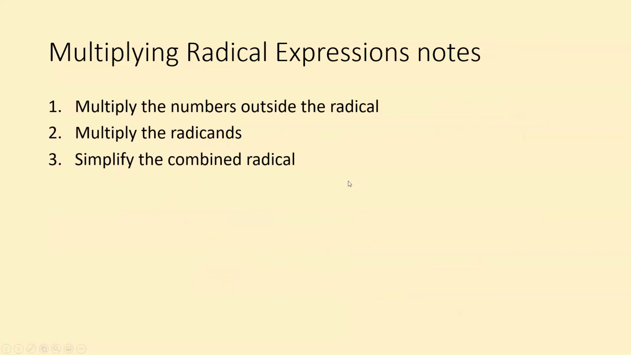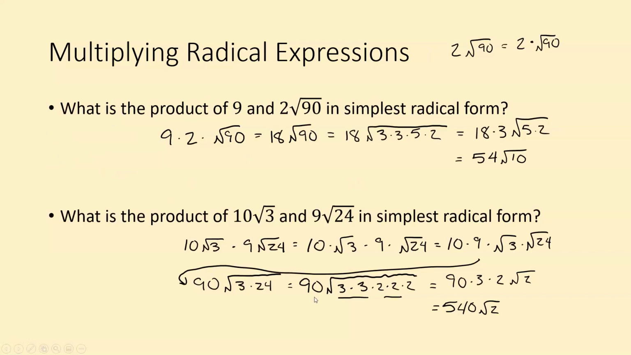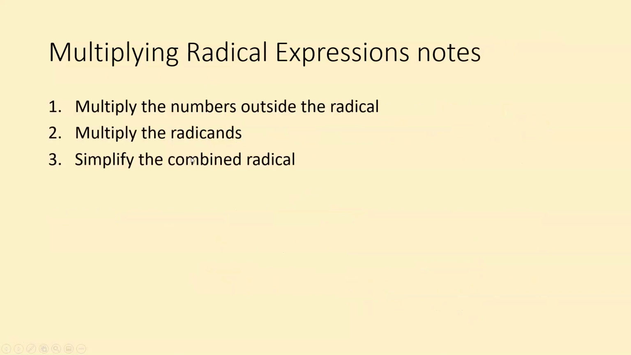And then simplify the combined radical. So like we did here, these last steps, we had 90, and then the square root of 3 times 24, we simplified what was underneath the radical to get 540 root 2. So those are your notes for that. Make sure you have those things written down.